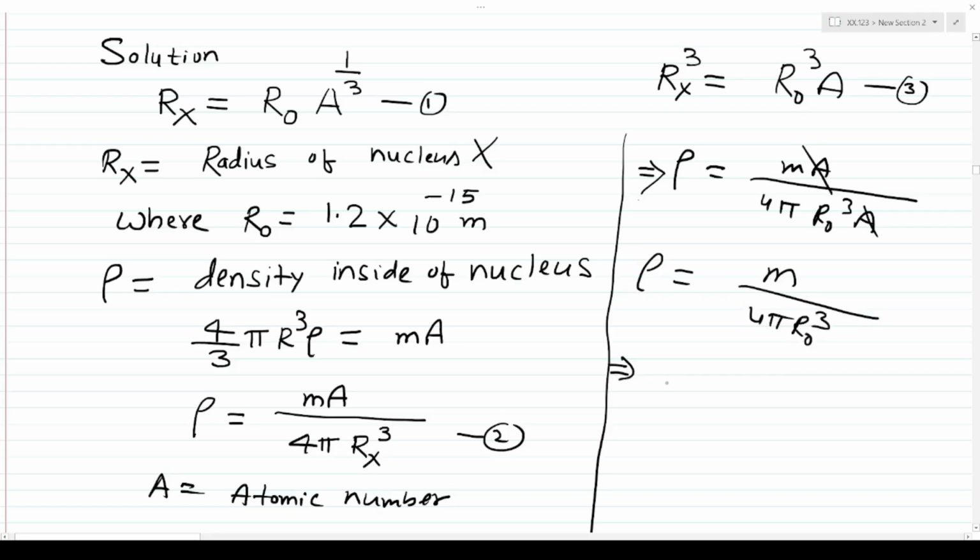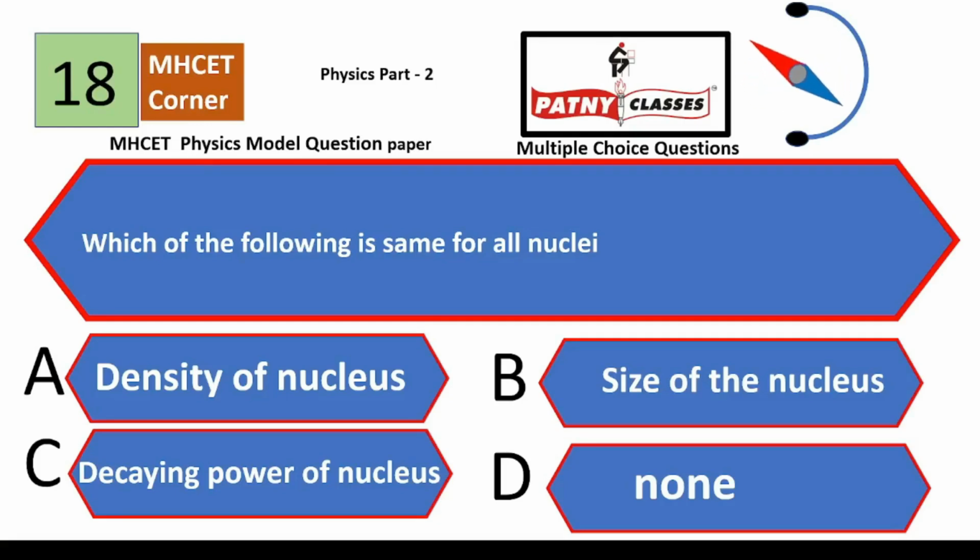This implies density does not depend upon A. Therefore, the density of the nucleus is the same for all nuclei. Therefore, option A is selected. So we lock option A.